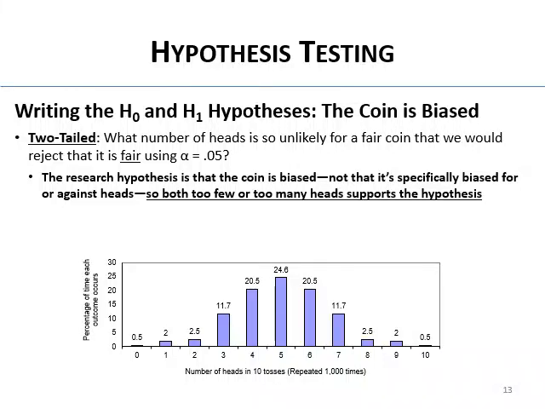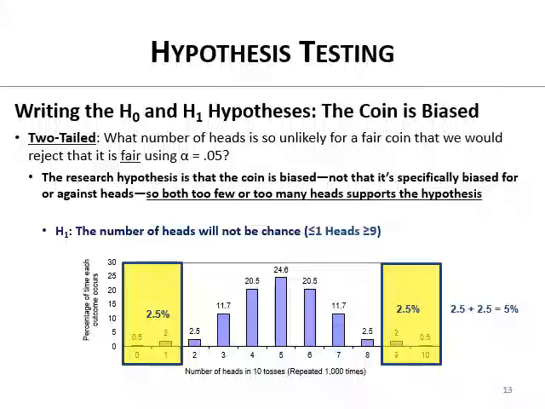Which I guess is 4 tails. But we're just saying, look, the coin's biased. So that is our research hypothesis. How would we write that? Well, you'd say the number of heads will not be chance. That is, the number of heads is going to be either 1 or fewer or 9 or more, right?